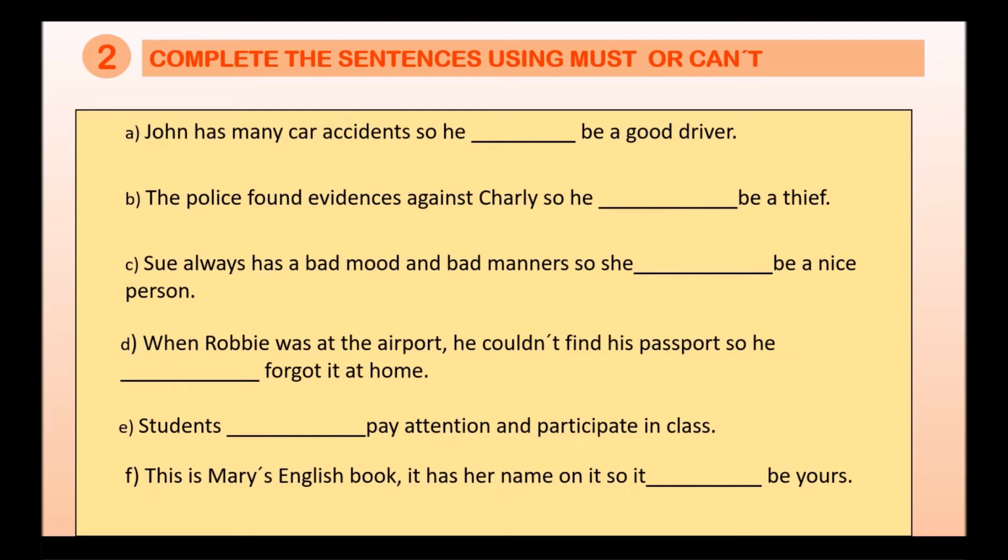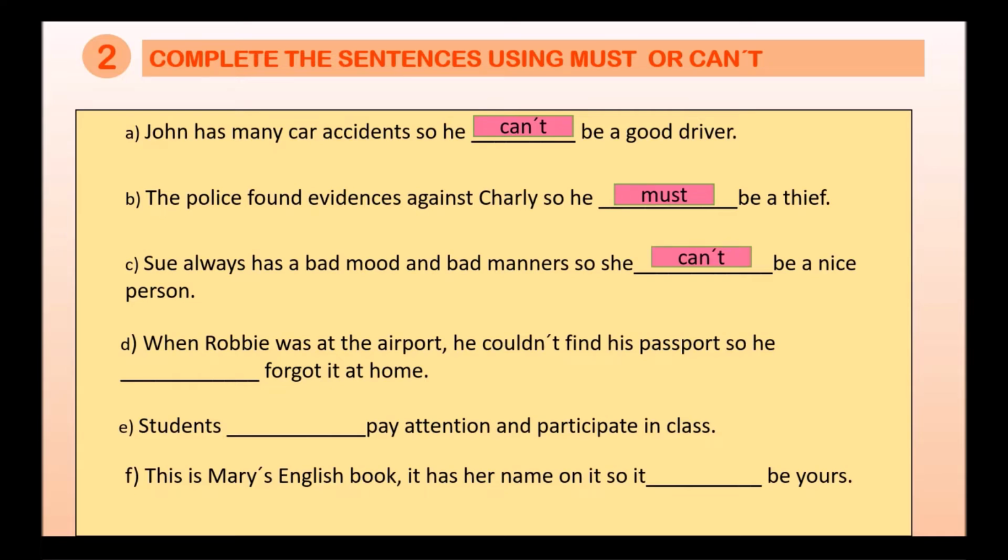Exercise 2. Complete the sentences using must or can't. Option A. John has many car accidents, so he can't be a good driver. Option B. The police found evidences against Charlie, so he must be a thief. Option C. Sue always has a bad mood and bad manners, so she can't be a nice person.